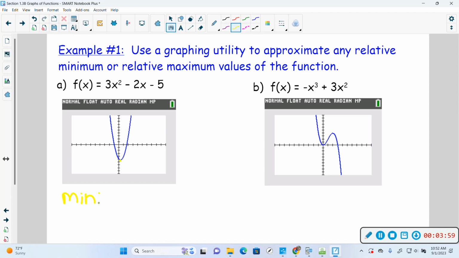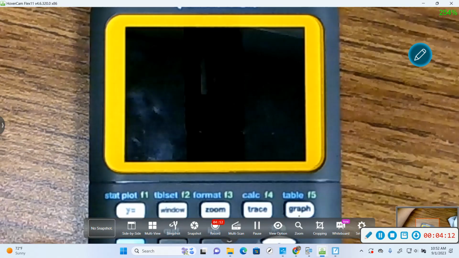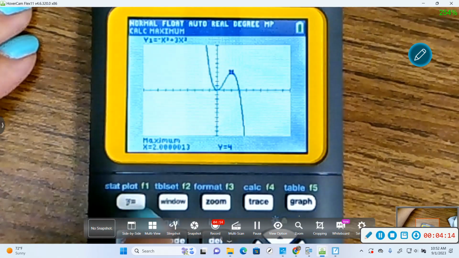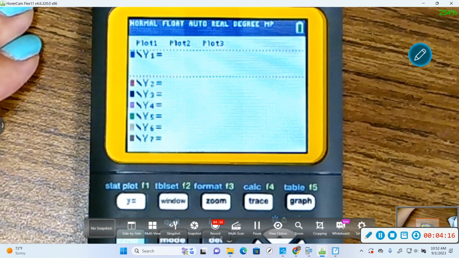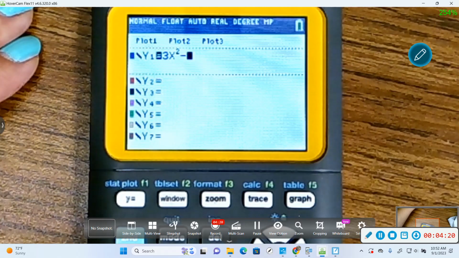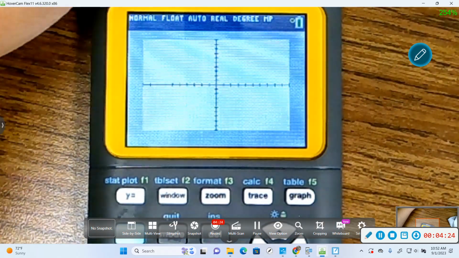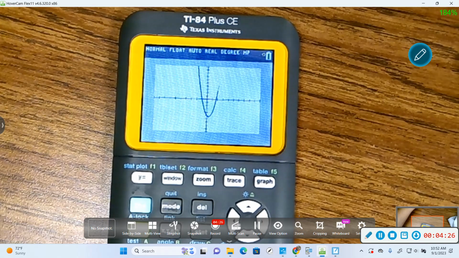Now, I mean, I could kind of maybe Hail Mary it and guess the ordered pair of it, but we want exact. So we're going to have our calculators find it. So I'm going to show you how to do that on the old calculadora here. So type it in, y equals. Let me clear this out here. I have 3x squared minus 2x minus 5. I'm going to zoom out just a little. So you've got the graph up there.